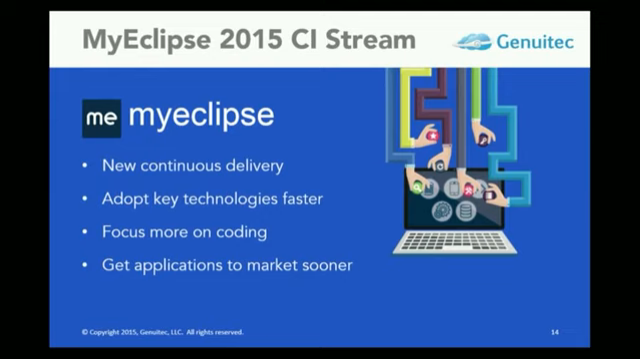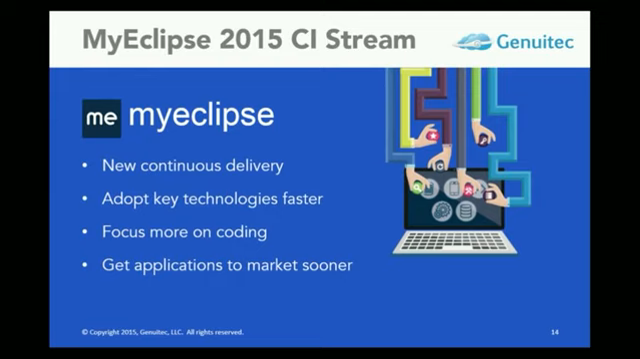So with 2015, we've introduced the CI stream. We've had 10 CI releases on this stream so far. So what is the CI stream? While stable, the CI stream allows you to start using key capabilities in MyEclipse sooner, as soon as they provide useful features, while not necessarily being polished or complete.